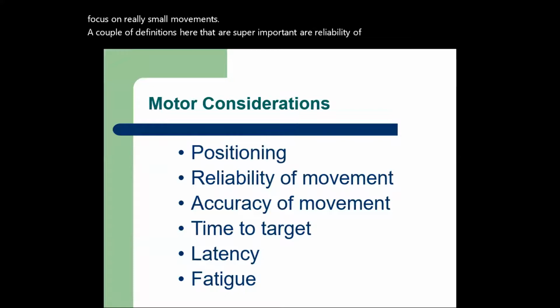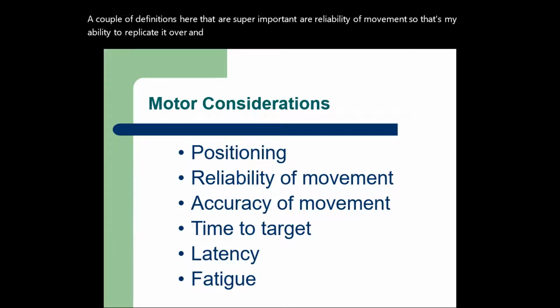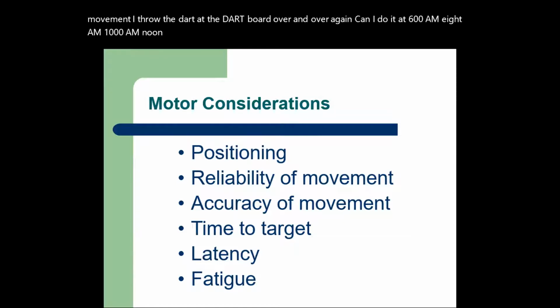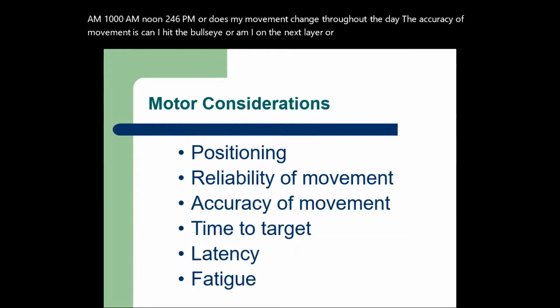So that's my ability to replicate it over and over again, right? So if I was playing darts, the reliability of movement is, can I throw the dart at the dartboard over and over again? Can I do it at 6 a.m., 8 a.m., 10 a.m., noon, 2, 4, 6 p.m., or does my movement change throughout the day? The accuracy of movement is, can I hit the bullseye? Or am I on the next layer or the next layer or the next layer, right?